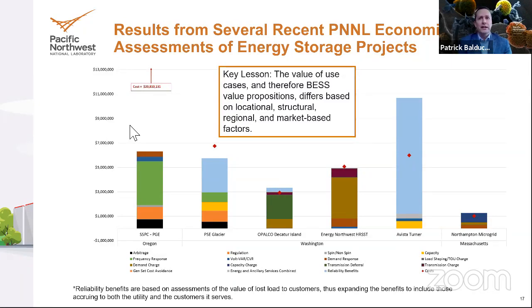Avista Turner was very interesting from the perspective of the utility. It was a very poor economic return. I think it was around 0.23. So for every dollar invested, they would only yield about 23 cents in return. But to the customer where the system is located, it could generate enormous benefits.